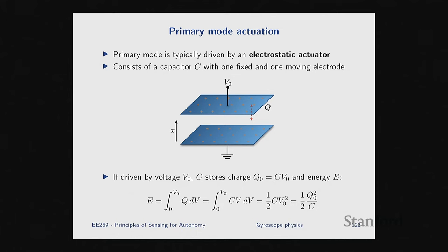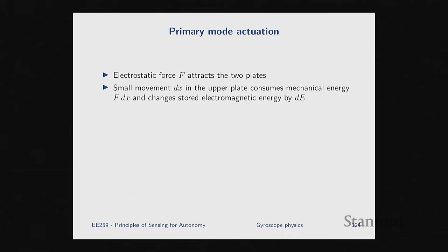So let's assume that in this parallel plate capacitor, one of the plates, let's say the top plate, can move. You let it move up and down. And with that, now we can talk about forces. There's going to be some electrostatic force F that attracts the two plates, okay? And if you have some small movement of the top plate by some dx, the movement consumes some mechanical energy. And as we know, the mechanical energy is the force times movement. That's the amount of mechanical work that you do by moving that top plate by a small amount.